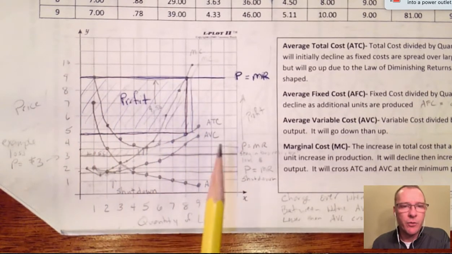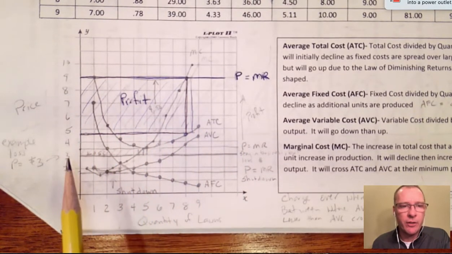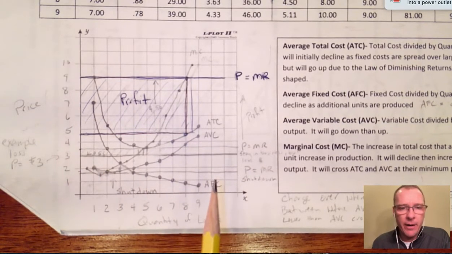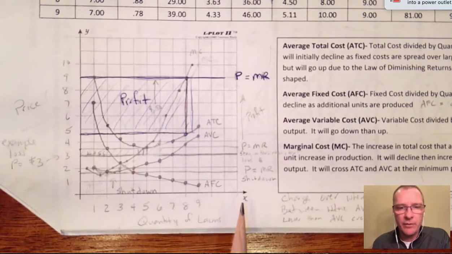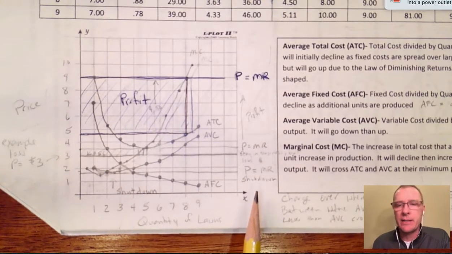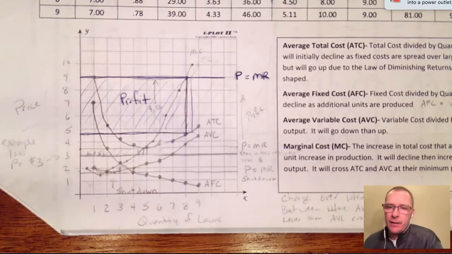This is what your average total cost should look like. This is what your average variable cost should look like. I did graph my average fixed cost on this one. You can kind of see how it just slopes down and it starts to go away over time. As we go to the 10th, 11th, 12th, this average fixed cost is just going to go away completely. It's never going to hit zero, but it's going to become so minimal that it's not going to matter.